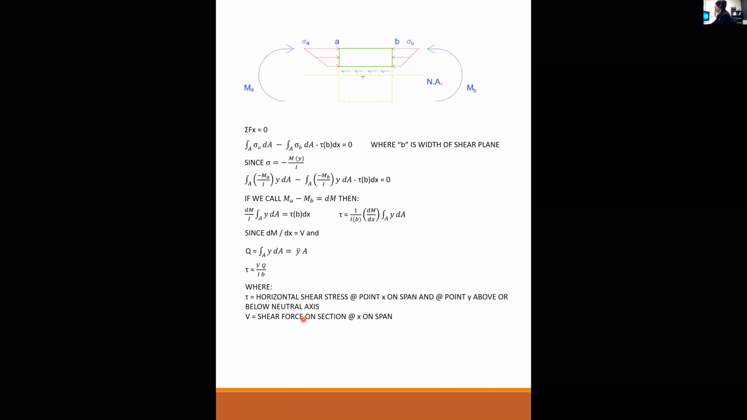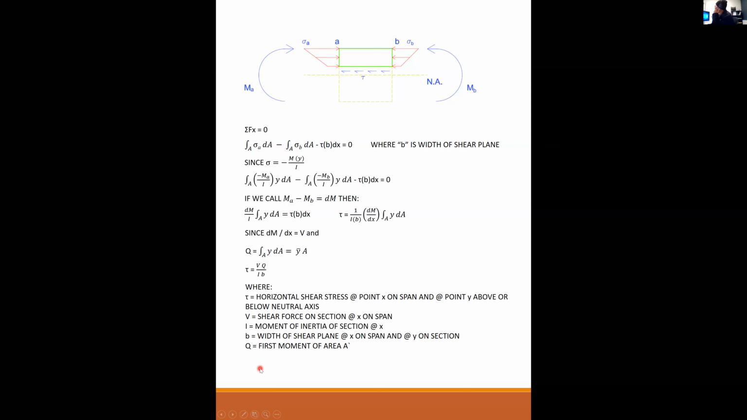V is the shear force at that section on X on the span. So the shear is a function of where on the span we are talking about. That would be X. So wherever on the span we're talking about, this is the applied shear. I is the moment of inertia at X. B is the width of the shear plane at X on the span and at Y on the section. That may vary. Not all sections have a constant width up and down the section.